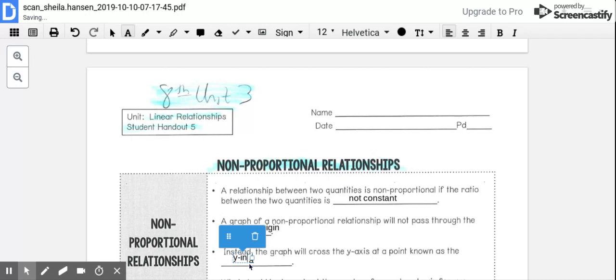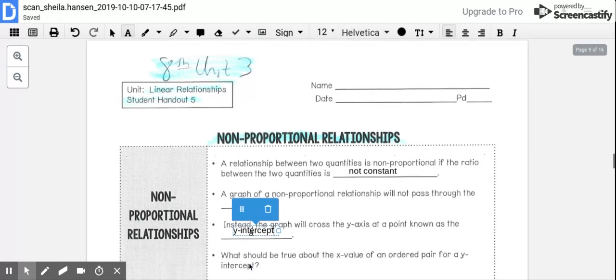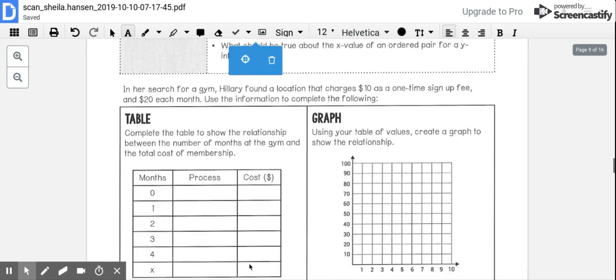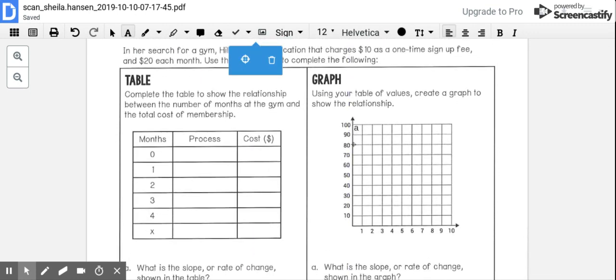y-intercept. And this is a really important term this year and all through your next few years of math. So the y-intercept is where it touches the y-axis. So I'm going to go down here to this graph. Here's your y-axis.